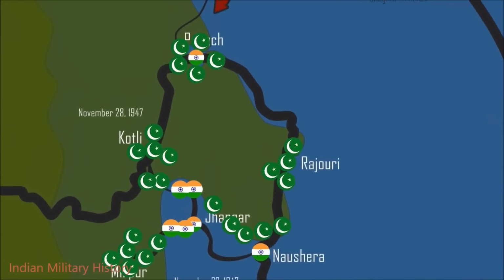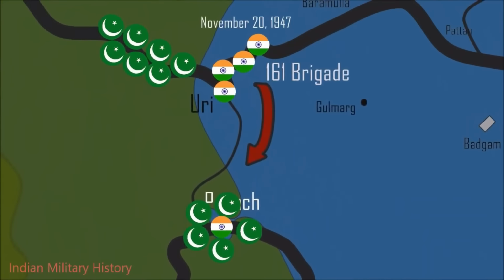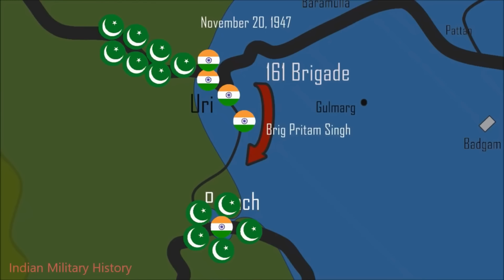In the north, on November 20th, 1947, 161 Brigade sent in a portion of their troops to relieve Poonch, while others stayed back to hold Uri. The troops going south were divided in two sections. The advance party under Brigadier Pritam Singh was able to cross the crucial Haji Pir Pass on the way and make link with the Poonch garrison.